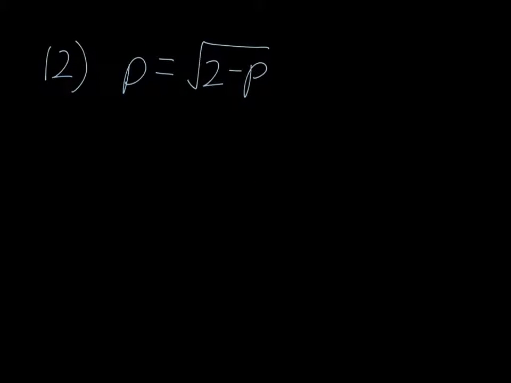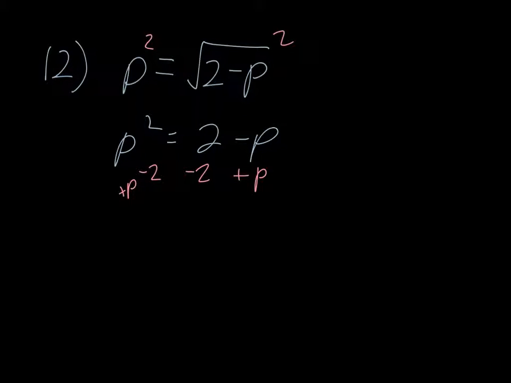Alright, so we're going to begin this problem by squaring both sides. That's going to give me p squared equals 2 minus p. I need to do some rearranging to get this thing equal to 0. So I'm going to minus 2. I'm also going to add a p. And that's going to give me p squared plus 1p minus 2 equals 0.